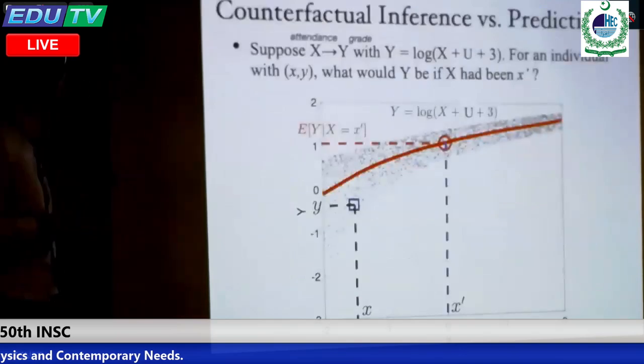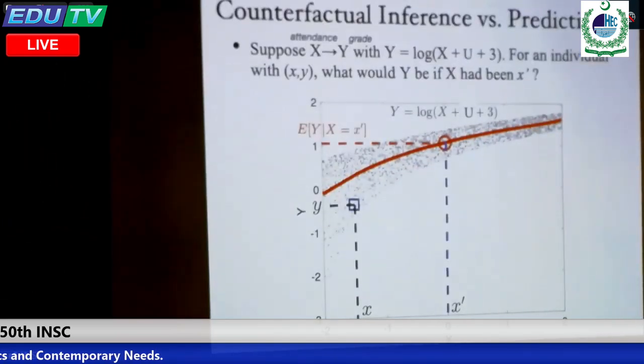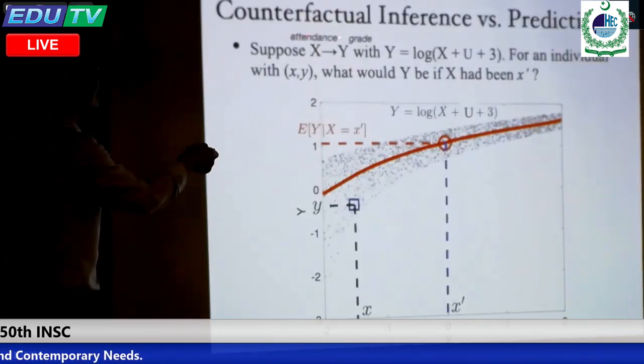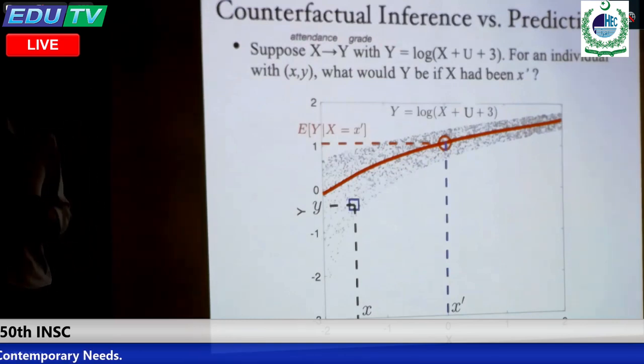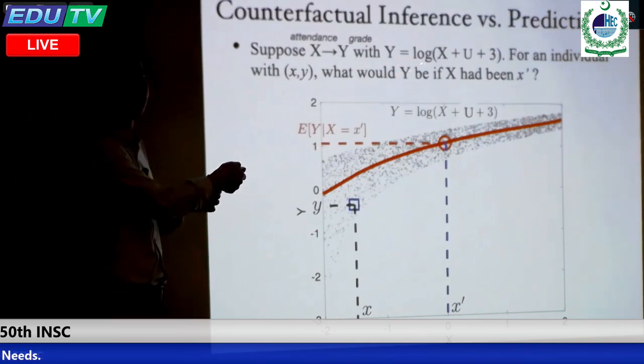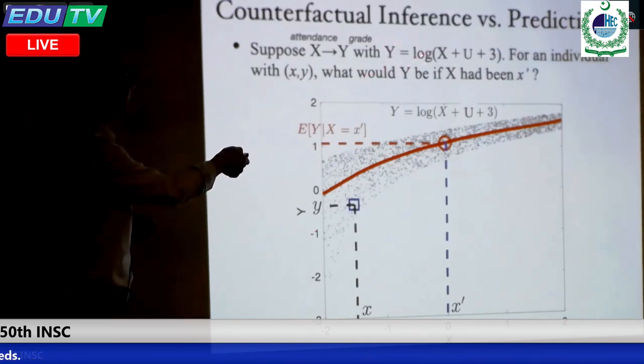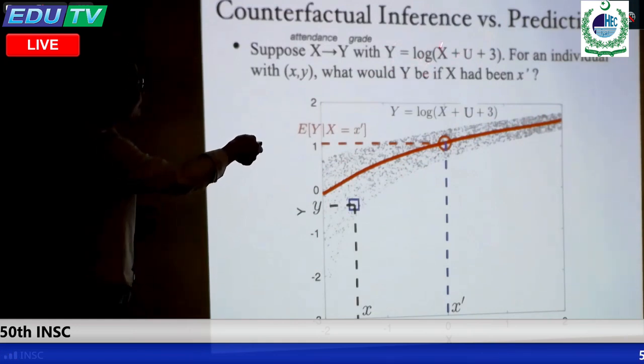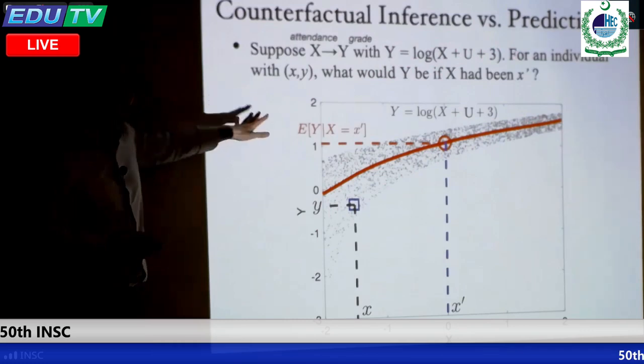For this one, let me give one example. Here, we have attendance and grade. Suppose attendance is the cause of the final grade. Then we have a function, called a structural model. The final grade is the log transformation of attendance plus noise, an unobserved variable, plus 3. Suppose that's the case.